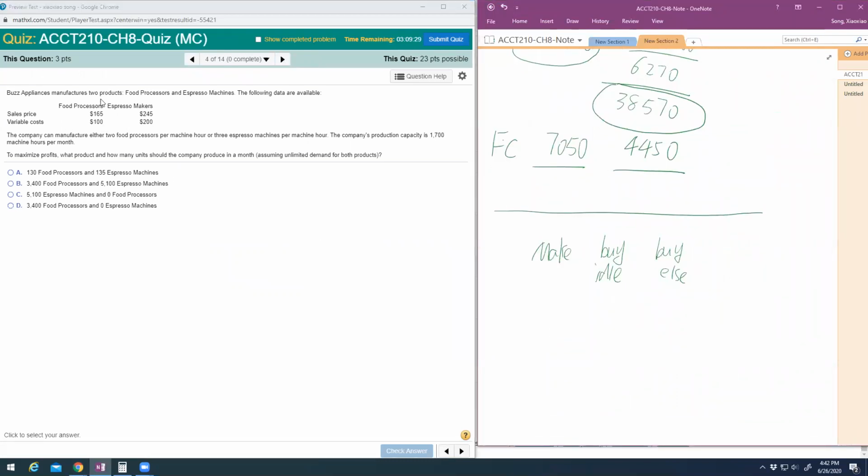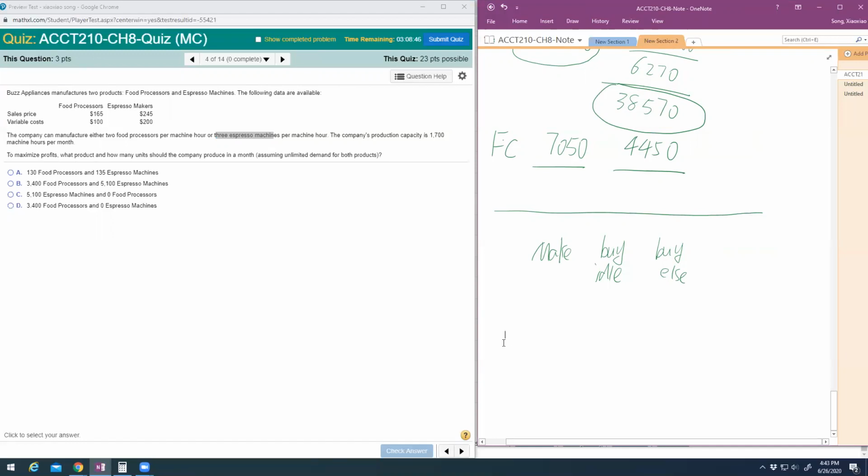So you produce the product, you have food processor and this coffee maker. A sales price, variable cost, the company can produce either two of the food or three of the coffee per machine hour. You totally only have 1,700 machine hours. To maximize profit, which product and how many units should be produced?